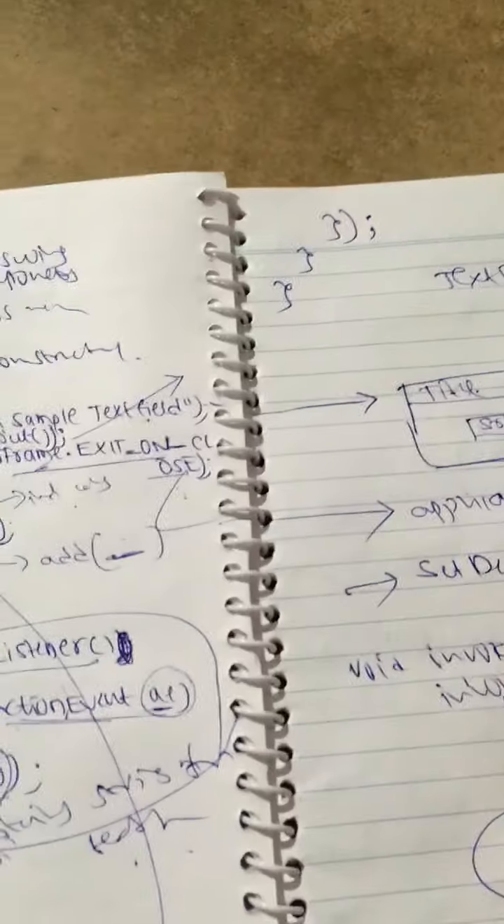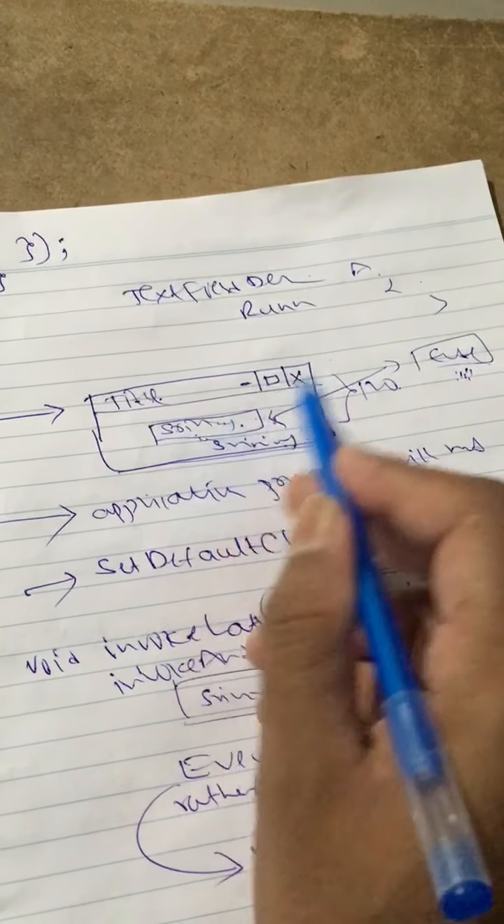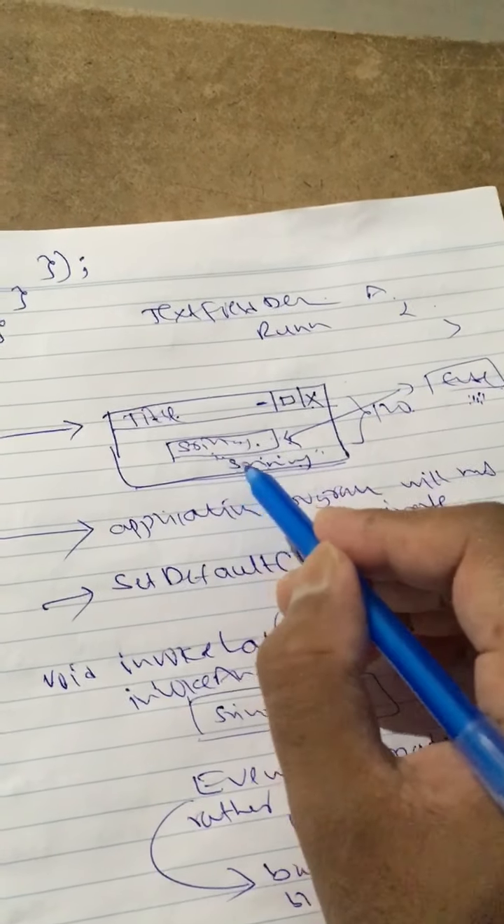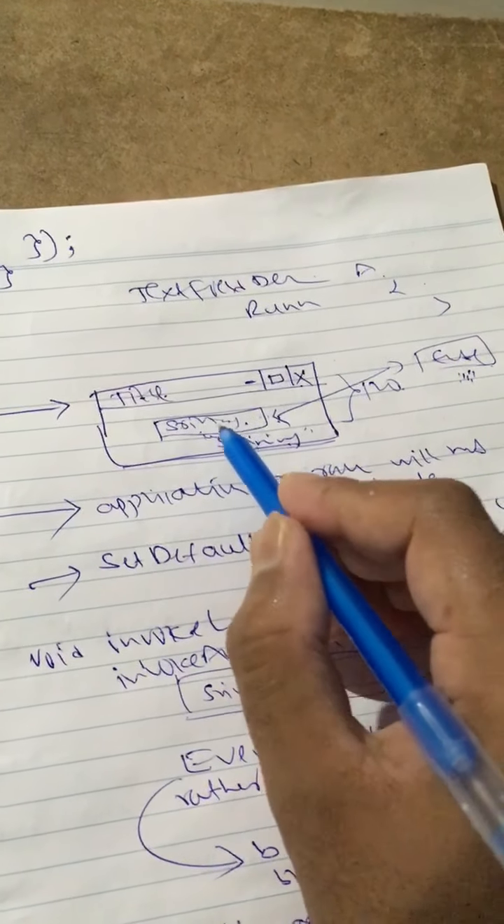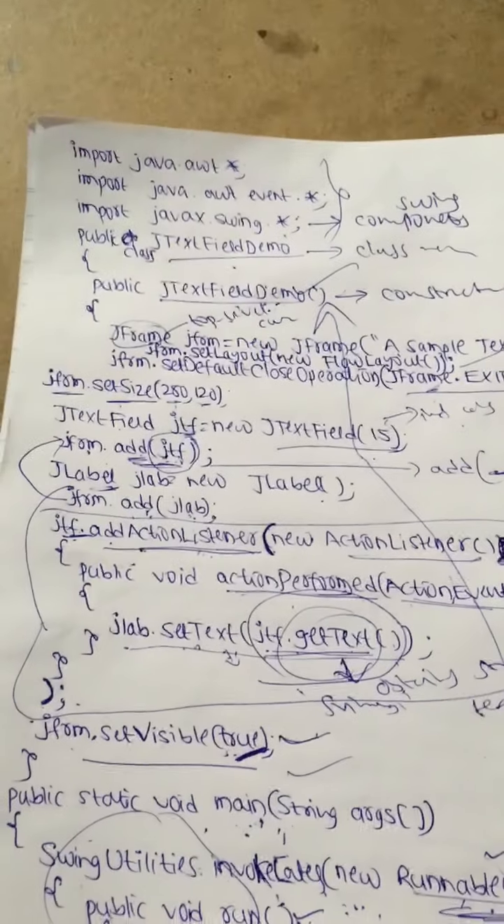This is our JTextField class, and the output is like this. A text field appears, we type the text Srinivas in it and press Enter. After pressing Enter, it will display the text available in the text field as a label under the text field. So Srinivas will be displayed. This is our JTextField.